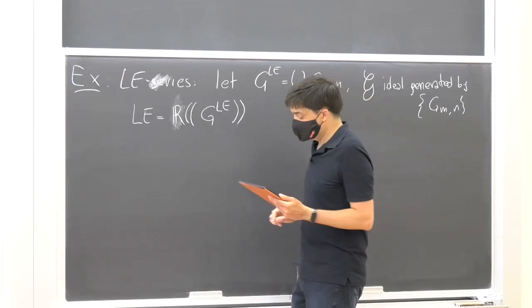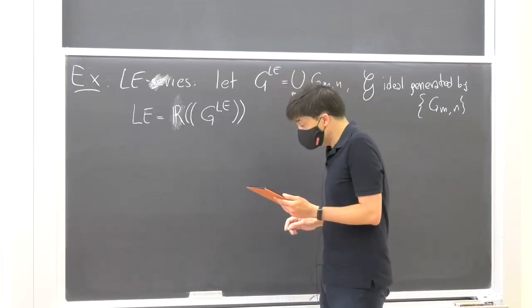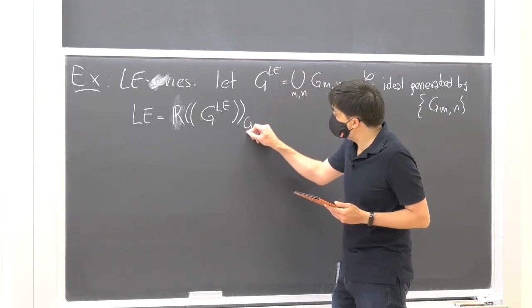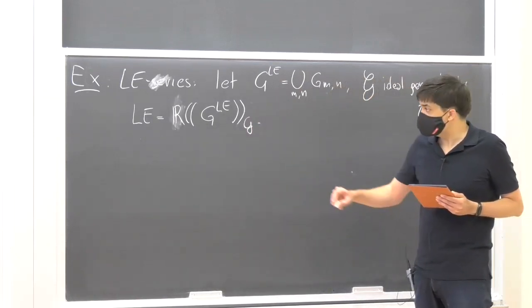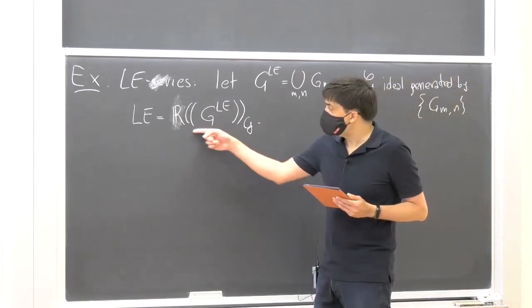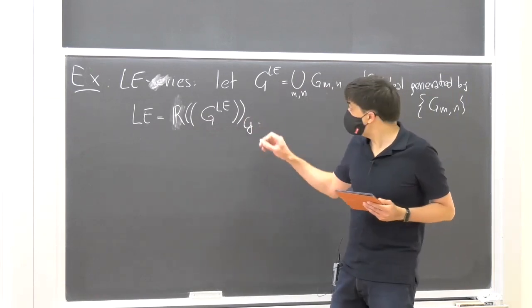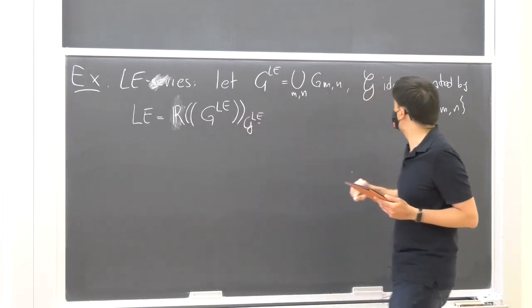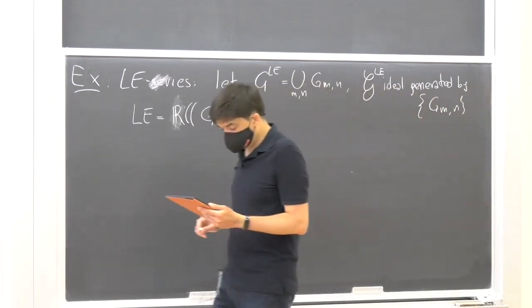Can I blame you? No, probably not. Anyway, I'm going to write it like this. It's the subfield of this Hahn field given by the union over this particular family. I should probably write G_LE here as well. But it's a specific one.